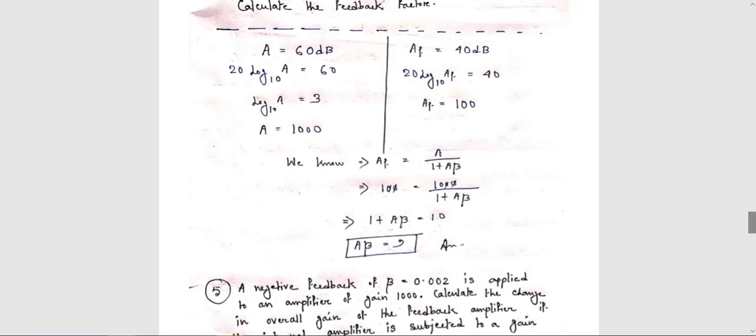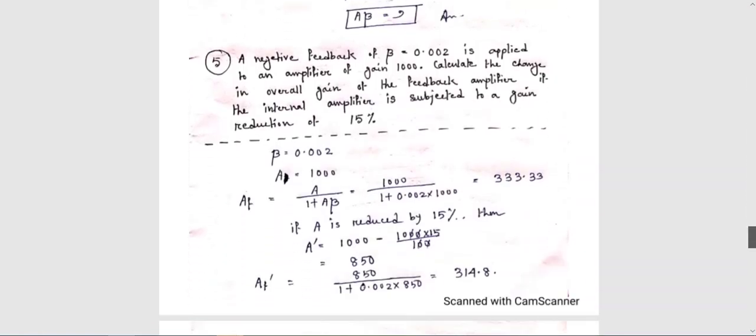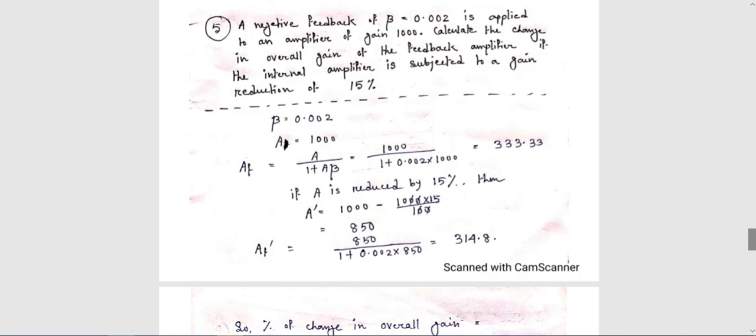Okay. Next, another example. A negative feedback of beta is equal to 0.002, that means beta is given to you, is applied to an amplifier of gain 1000. See here, what is the question? This gain value is given. Now this gain is not the closed loop gain, this gain is the open loop gain. Read the question again. A negative feedback is applied to an amplifier of gain 1000. That means a negative feedback path is attached to an amplifier whose gain is 1000. That means open loop gain is 1000. That means A is known to you and beta is known to you.